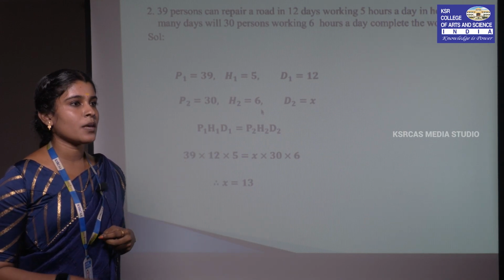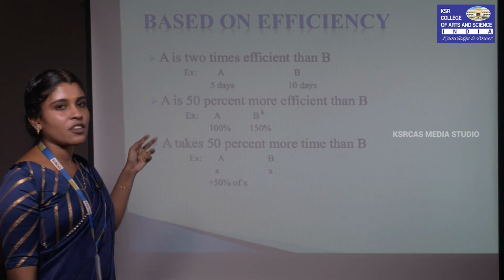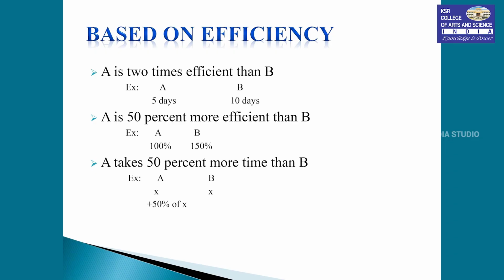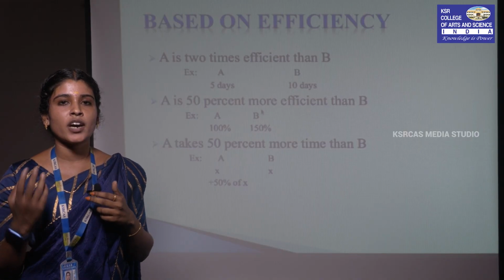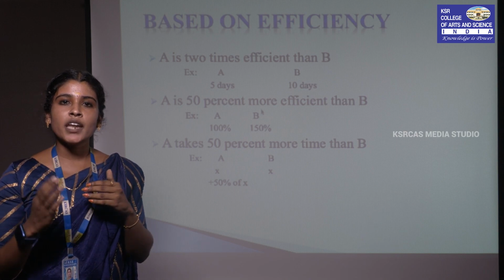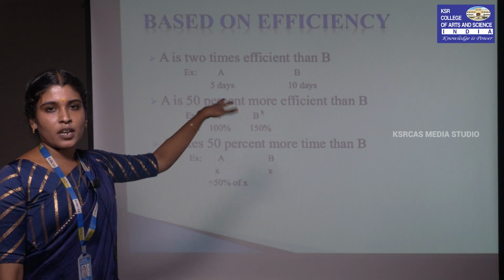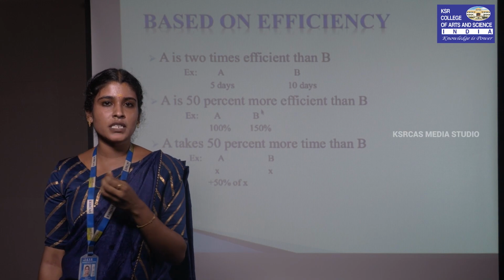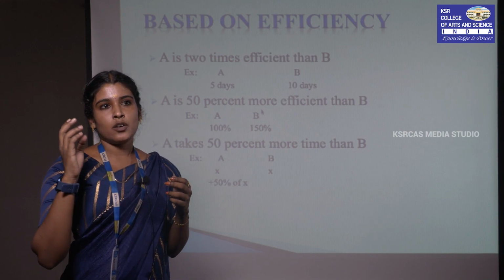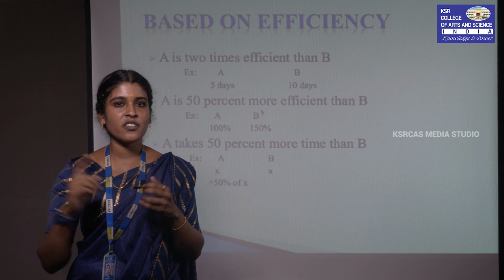Our second type is based on efficiency. In efficiency problems, these 3 concepts are very important. The first one is A is 2 times as efficient as B. The meaning is that compared to B, A works 2 times faster. For example, if A takes 5 days to complete the work, B takes 10 days to complete the work. Similarly, if A is 3 times faster than B, A takes 2 days to complete the work while B takes 6 days. This is our concept 1.